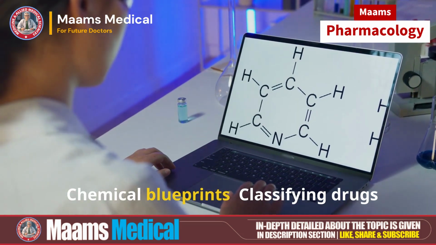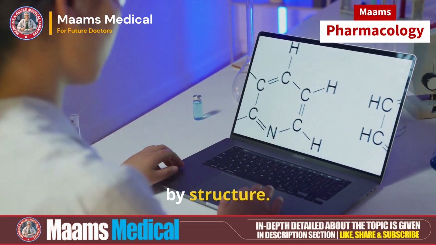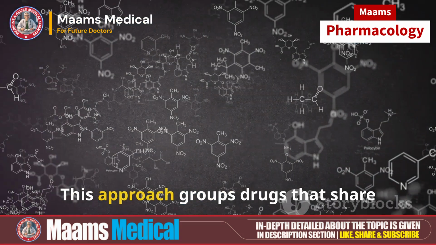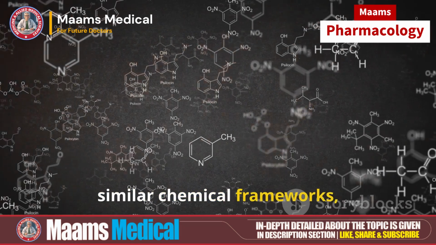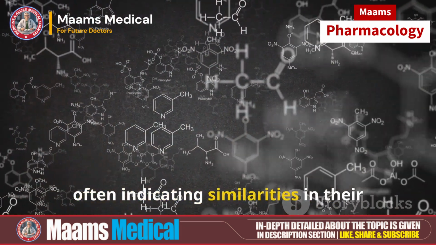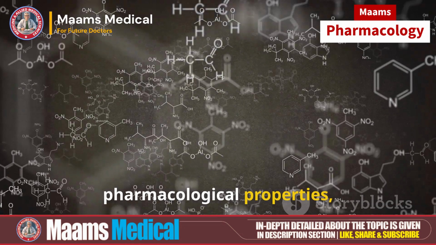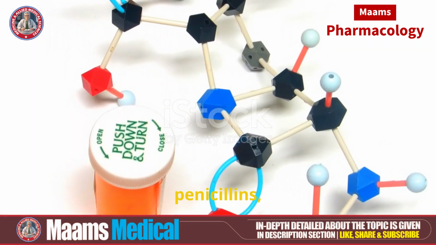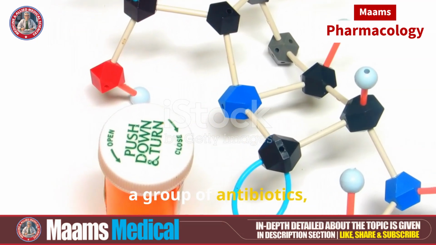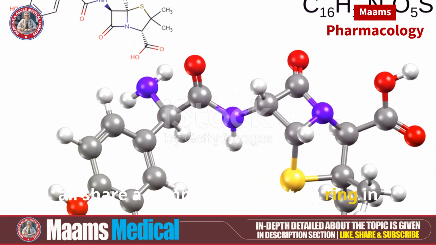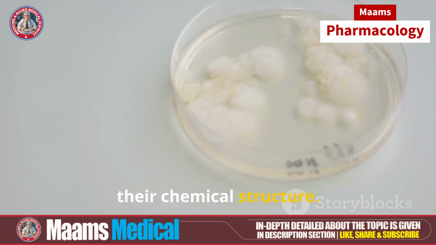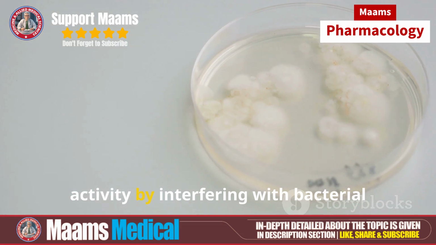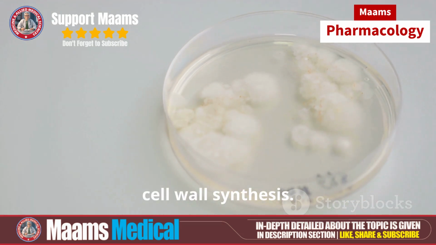Chemical blueprints, classifying drugs by structure. Another way to classify drugs is based on their chemical structure. This approach groups drugs that share similar chemical frameworks, often indicating similarities in their pharmacological properties, mechanisms of action, and potential side effects. For instance, penicillins, a group of antibiotics, all share a common beta-lactam ring in their chemical structure. This structural similarity gives them their characteristic antibacterial activity by interfering with bacterial cell wall synthesis.